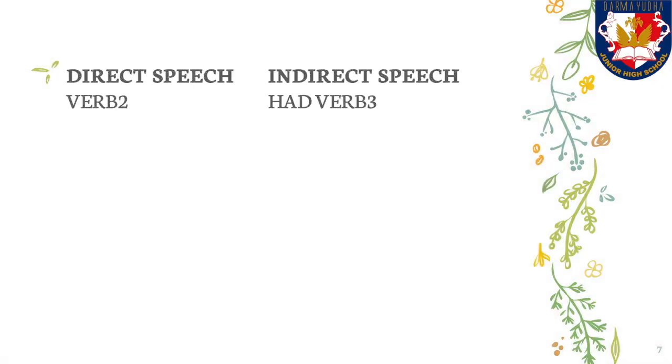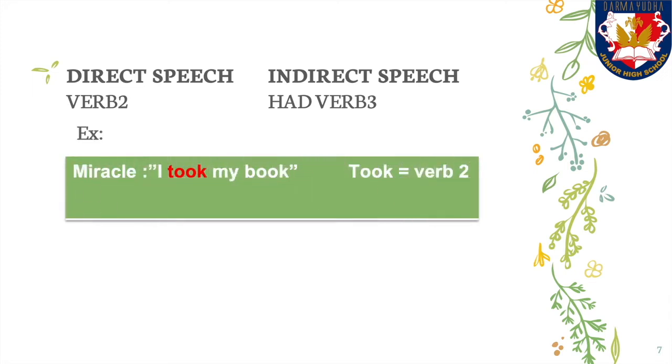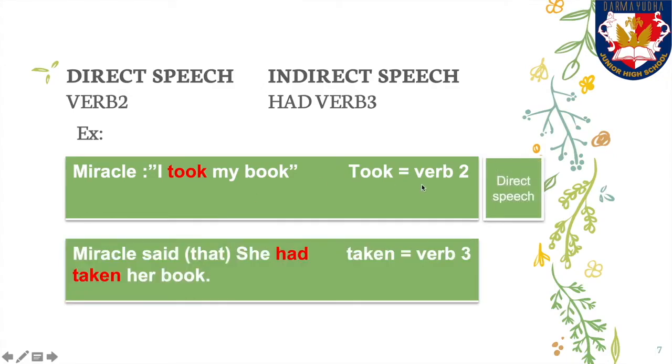Let's come to number 2. Verb 2 becomes had verb 3. Example. Miracle said, I took my book. Remember, took is verb 2. And the indirect one is, Miracle said that she had taken her book. Remember, took becomes had taken.